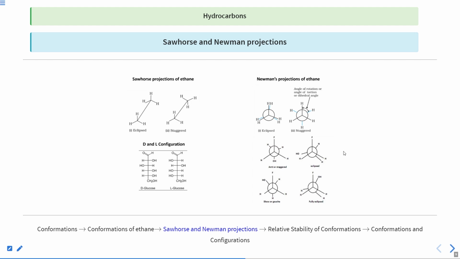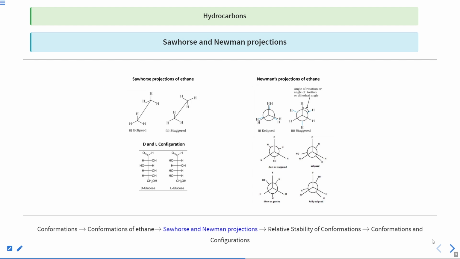Now next is skew or gauche. So this is called skew or gauche, right? This is called fully eclipsed. All hydrogens are eclipsed. Fluorine and hydroxyl group are eclipsed. This is also called eclipsed. This is called anti or staggered. Clear?